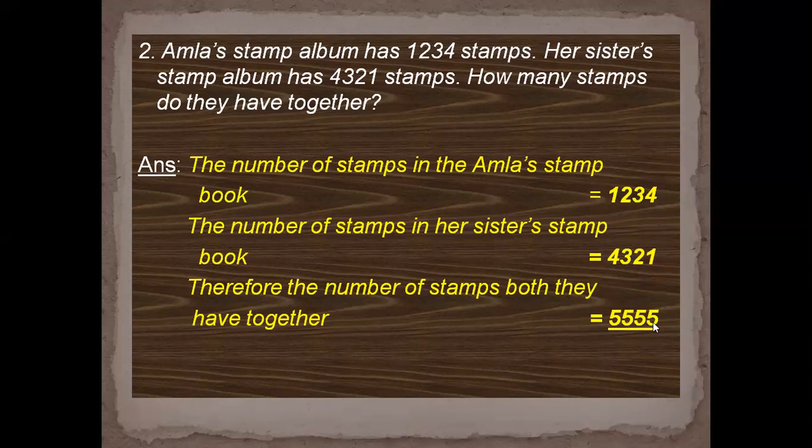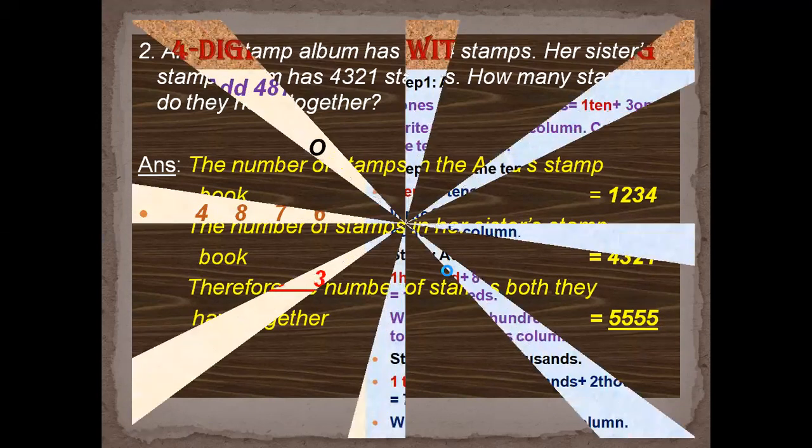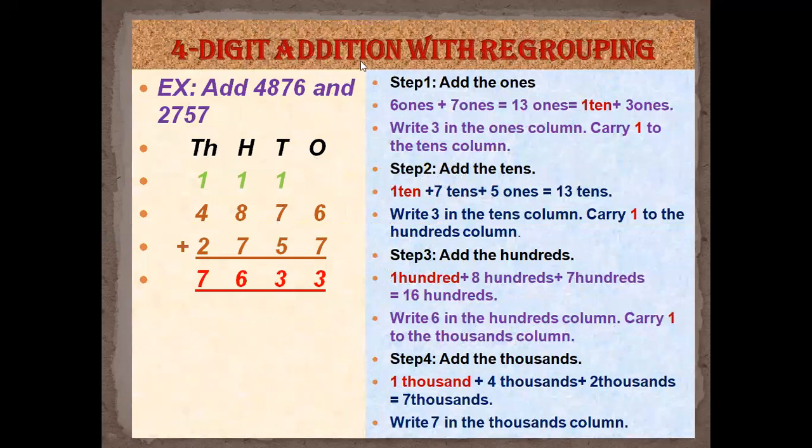4 plus 1 equals 5, 3 plus 2 equals 5, 2 plus 3 equals 5, 1 plus 4 equals 5. Therefore, the number of stamps they have together is 5,555. Okay, this is about story sums. And then next, 4-digit addition with regrouping.